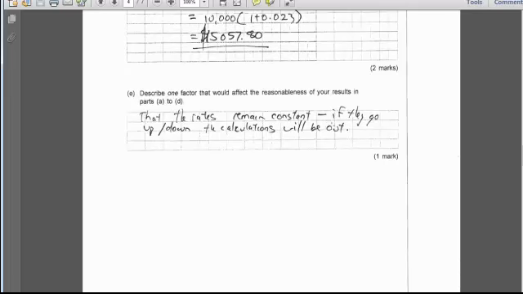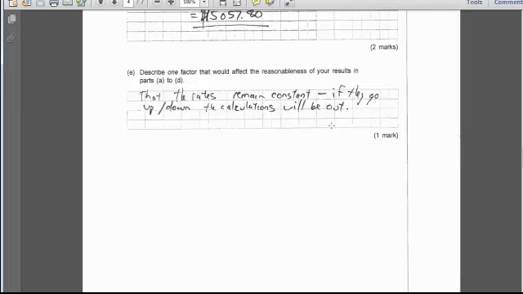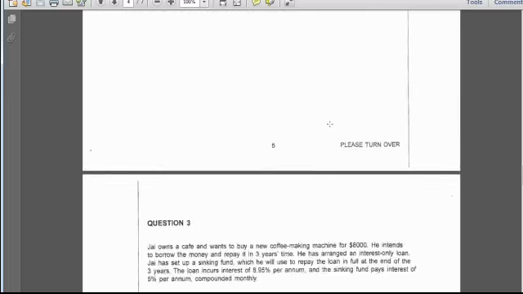Describe one factor that affects the reasonableness: that the rates remain the same, both the interest rates and also the inflation rate. If they go up or down, it's going to change your outcome. Okay, so if the inflation rate's high, they're going to need more money and those kind of things.